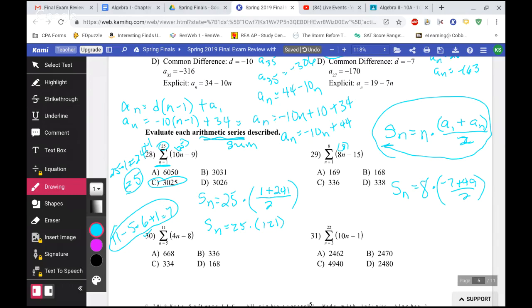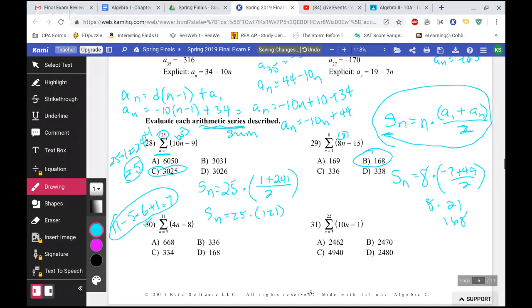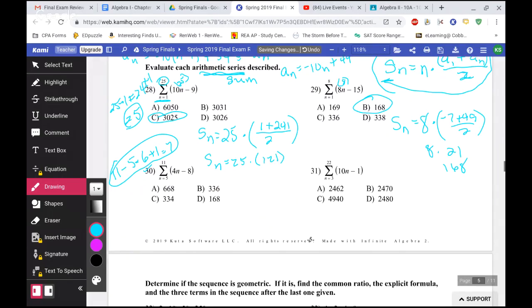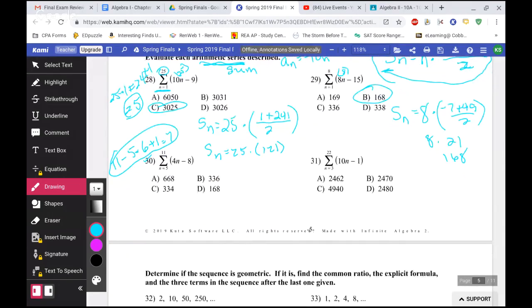So you'll simplify what's inside the parentheses first. That's negative 7 plus 49, so that's 42 divided by 2, which is 21. And 8 times 21 is 168. And sometimes on multiple choice tests, they put things that are really, really close so that if you are off, sometimes they can actually be a stumbling block too. So there's pluses and minuses.